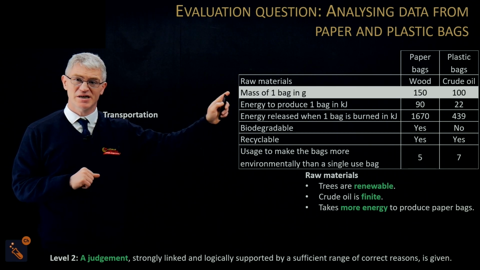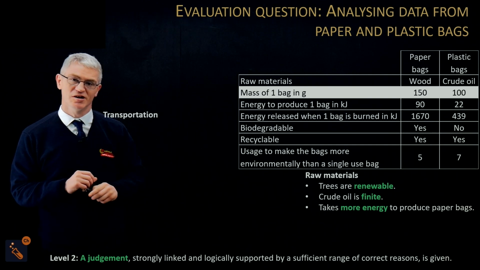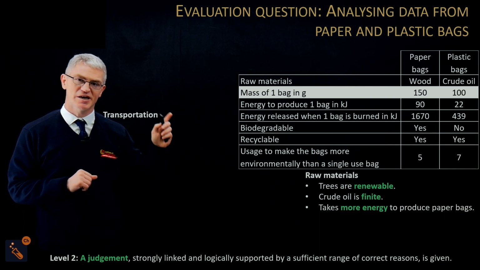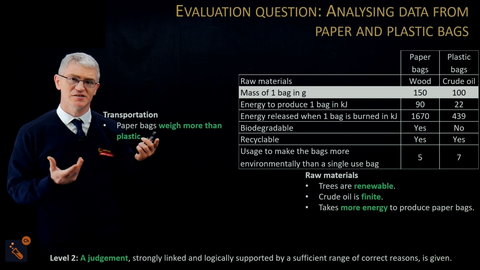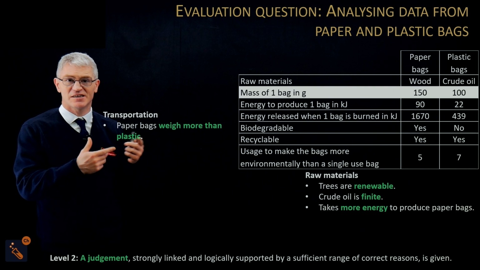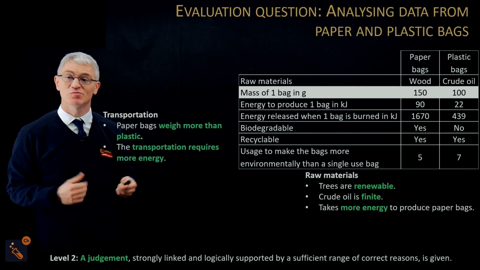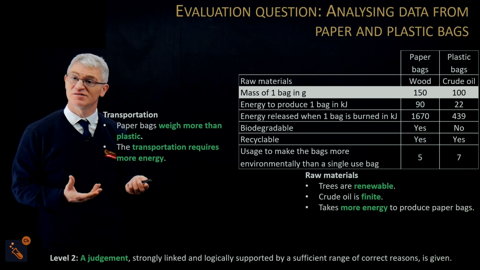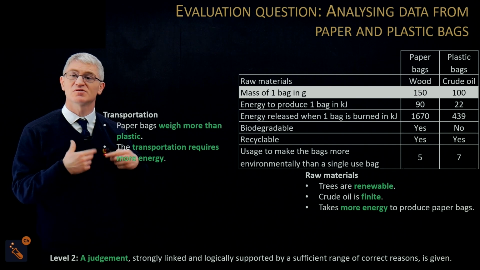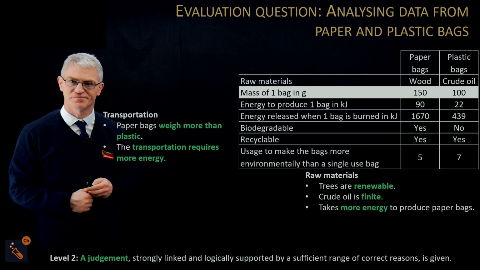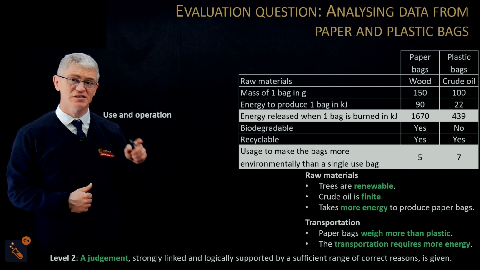Transportation this time is based on the mass of one bag in grams. So the mass of the plastic bag you can see is 100 and the paper bag is 150. So basically paper bags weigh more than plastic. Okay, so I haven't said 150 versus 100, I've just said, look, they weigh more. That means more transportation costs in terms of energy, okay, in terms of fossil fuels, and in terms of actual cost.